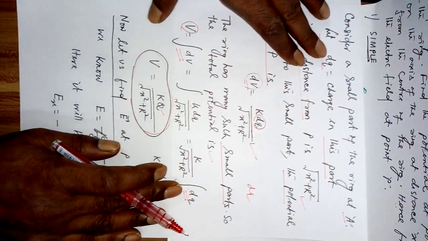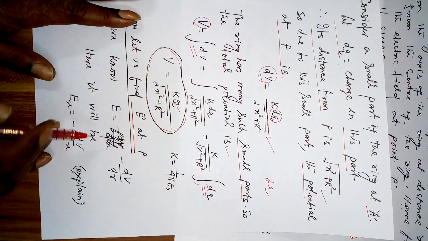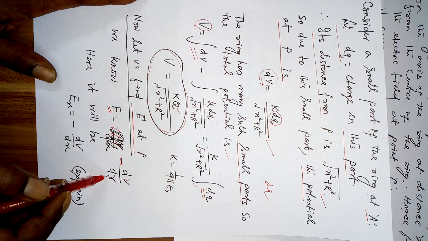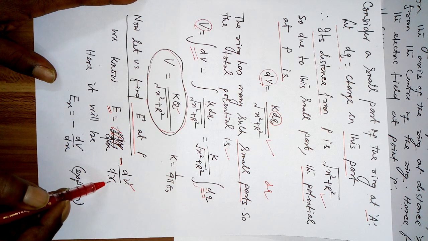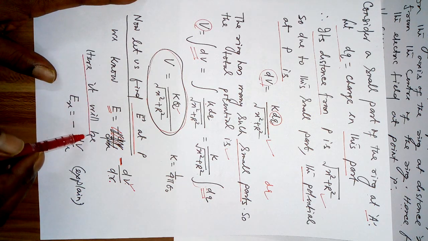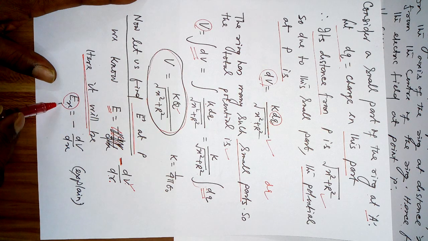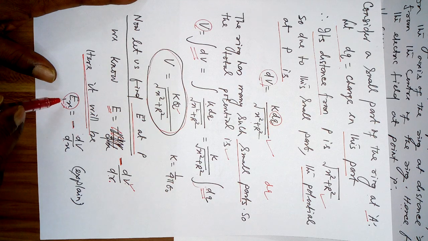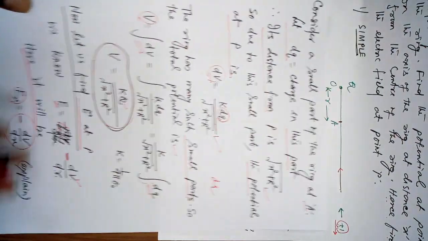Now let us find the electric field at P. We have also derived previously that electric field E is equal to minus dV over dr, meaning how the potential is changing with respect to distance, the negative of that. Here in this case, the electric field will be along the x-axis. Why, I will explain. So it will be minus dV by dx. Why will it be along the x-axis? Now let me explain.